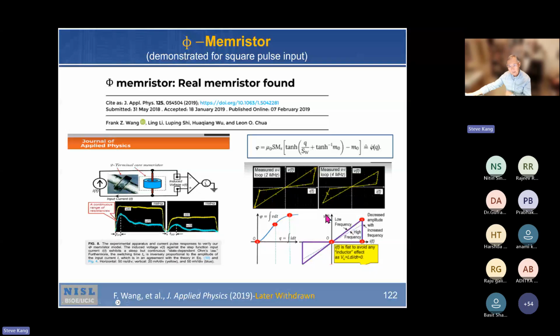And they did publish, but later they withdrew this paper because it was physically not fully justifiable. It was working only for square pulse, not sinusoidal, and so on. So they withdrew. It was almost there, but not really there. I just put this one as a reference, demonstrated for square pulse input only, and it was not really clear whether it was functioning with non-square pulse. So they withdrew this paper, right? But this is interesting. They thought that they found the Phi Memristor, but not yet.